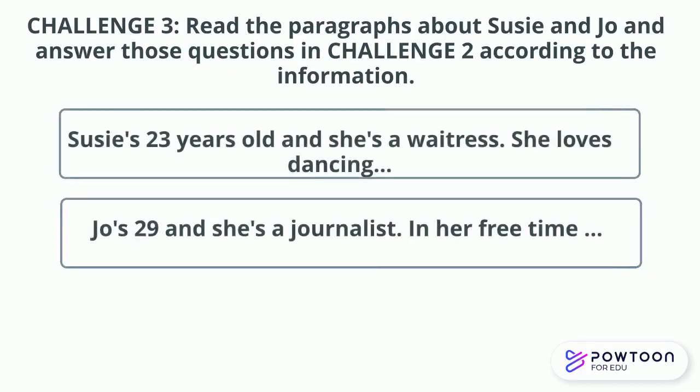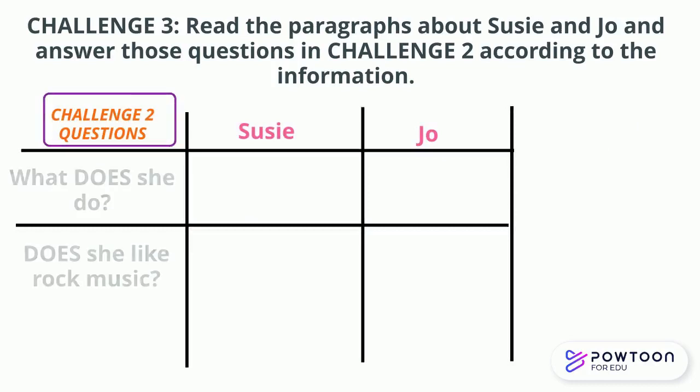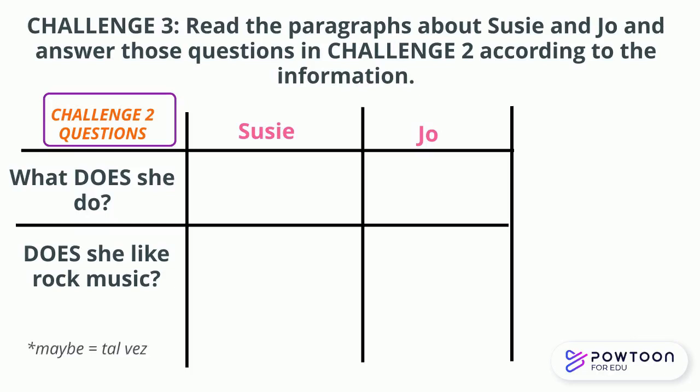Challenge 3. Read the paragraphs about Susie and Joe, and then write the questions of challenge number 2 in this part and answer according to the information of Susie and Joe. For example, what does she do? Maybe Susie, she is a teacher. And Joe, maybe she is a doctor. It depends on the text.